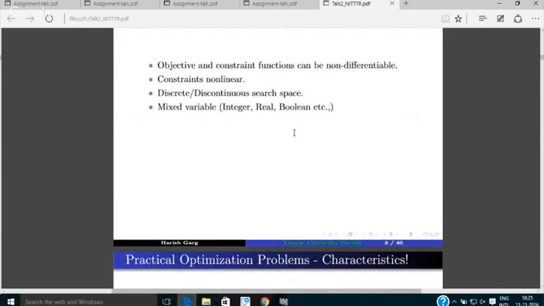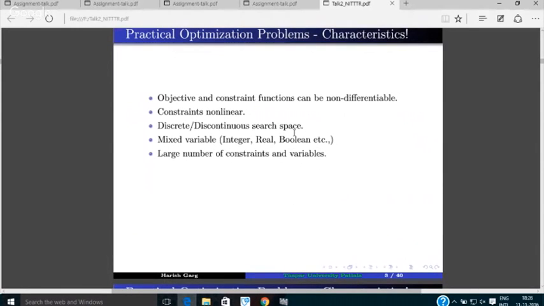Second, the mixed variables. It may have some variables that are discrete, some that are real numbers. Real number means from -infinity to +infinity. Some have integers only. Some have booleans only, that is either 0 or 1. And then the large number of constraints and variables. G of x is less than or equal to b, that is equation 1.2. Sometimes the constraints are more than 10, so it's not easy to handle these 10 equations. If the constraints are only 1, then I can easily solve that.